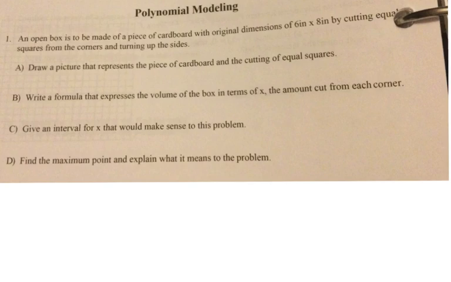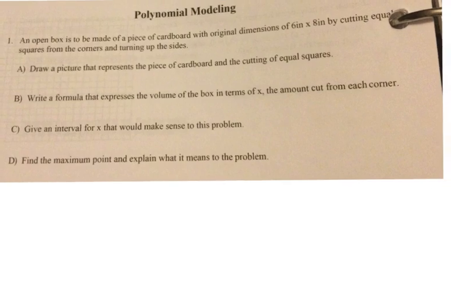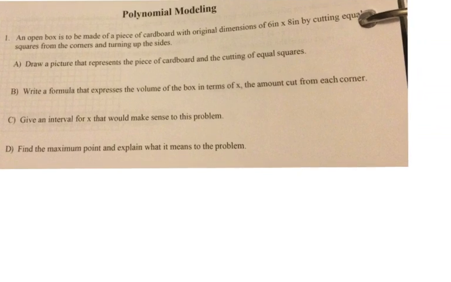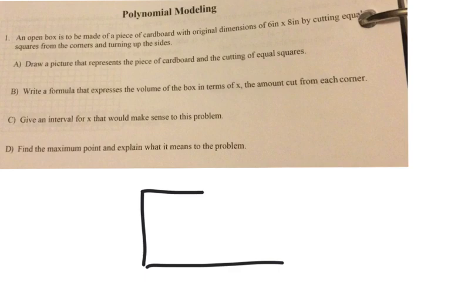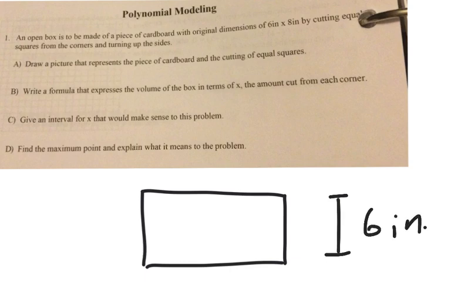An open box is to be made of a piece of cardboard with original dimensions of 6 by 8. So let's start by drawing a picture for what's going on. So we have laid flat a piece of cardboard that is 6 inches by 8 inches. Okay, there we go. It says we're going to be cutting equal squares from all the corners and turning up the sides. So in every corner, we're cutting a square.